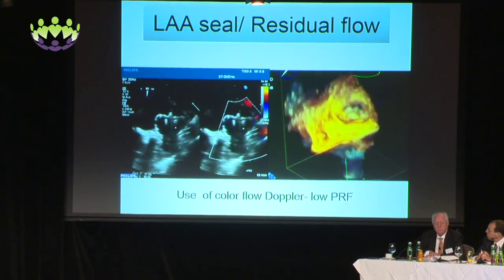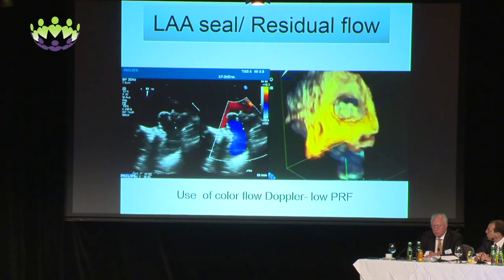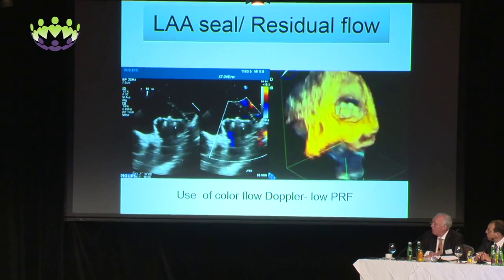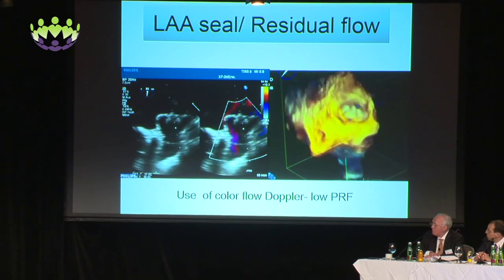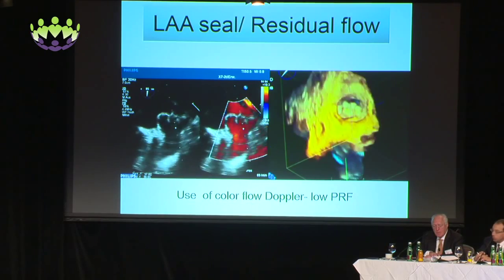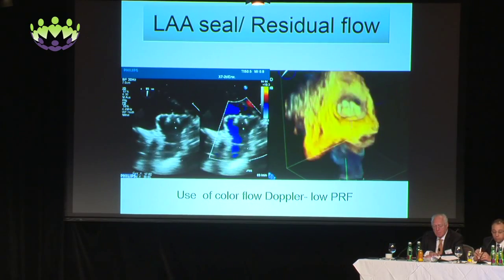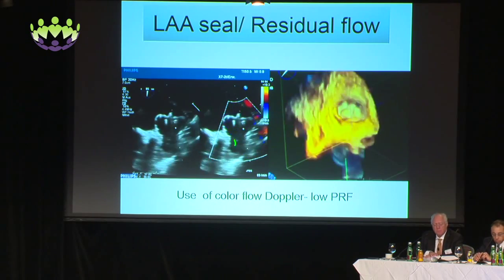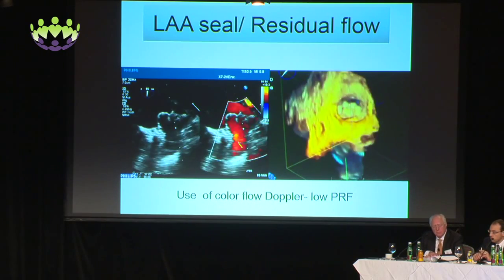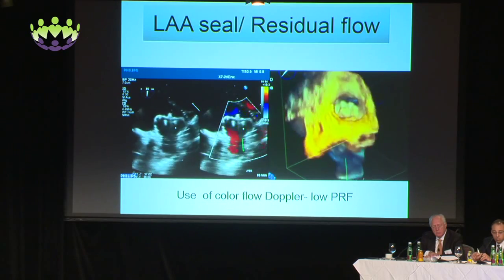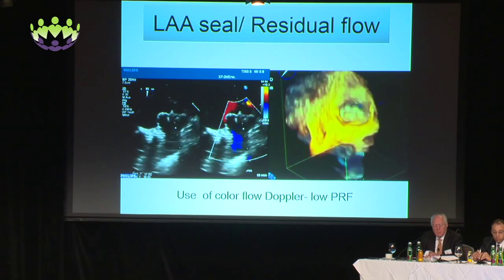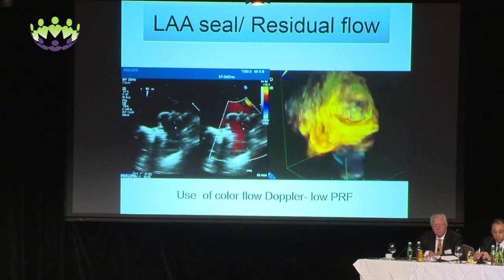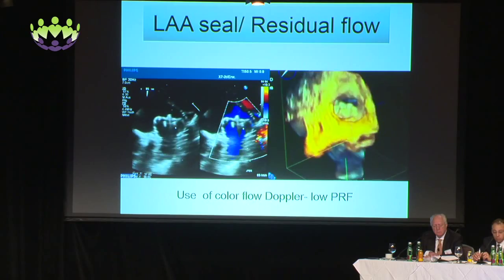So for residual flow into the left atrial appendage, you look with color Doppler, and I want to point out that this is a very important point. You have to lower your PRF because you have low flow, and you need to lower your PRF to really find residual flow around your devices. So this is a Watchman device, and this is a common finding because it's a filter system you are implanting. And at the beginning, as long as it's not an endothelialized device, you would see flow into the left atrial appendage.